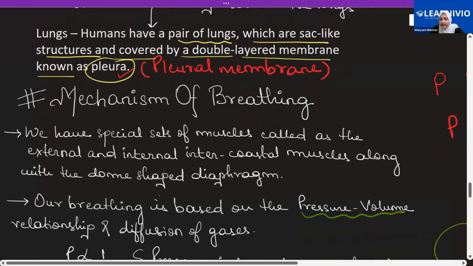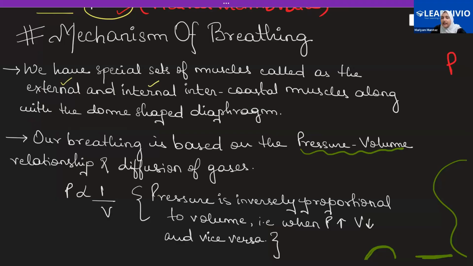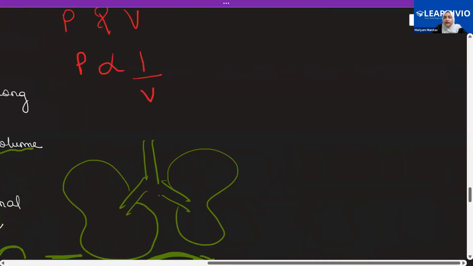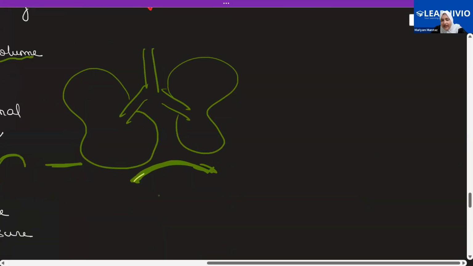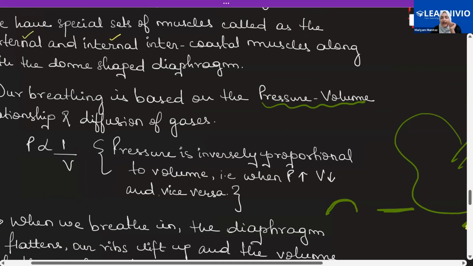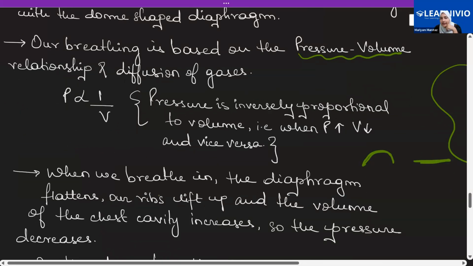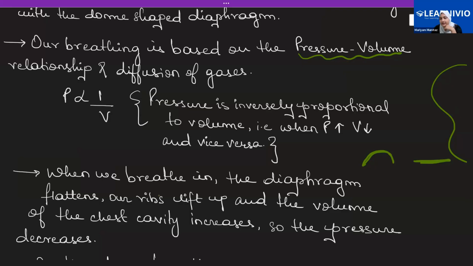Now see, for our breathing, we require special sets of muscles that are called external and internal intercostal muscles. And then we also require a dome-shaped diaphragm. This is the structure of the lungs, and below that is the dome-shaped diaphragm. Normally its shape is like this. Our whole entire breathing is based on the pressure-volume relationship and the diffusion of gas.